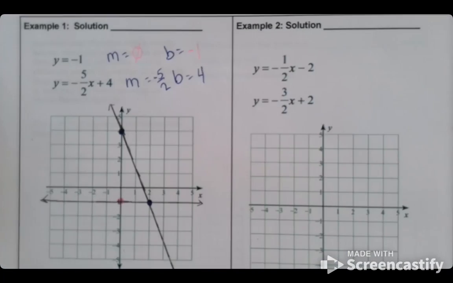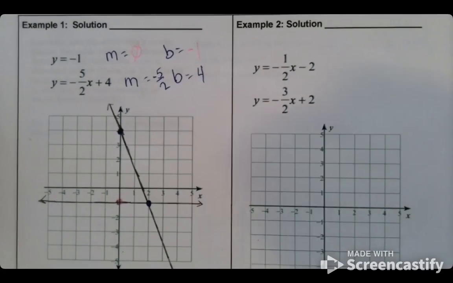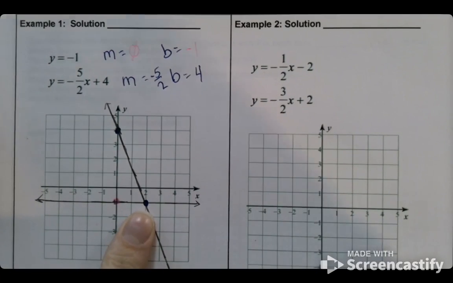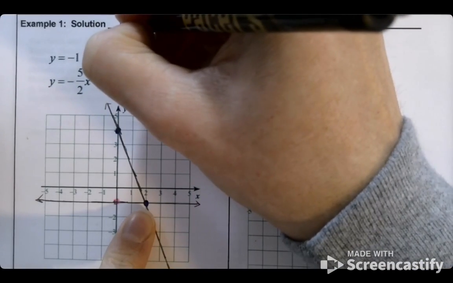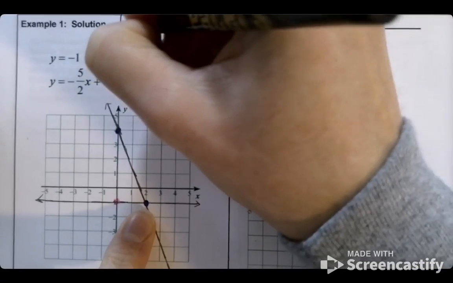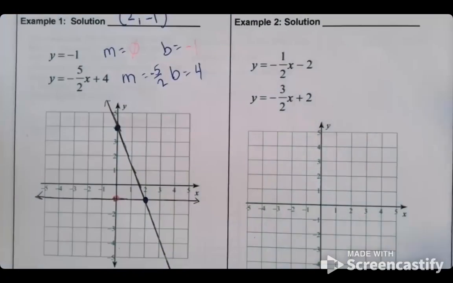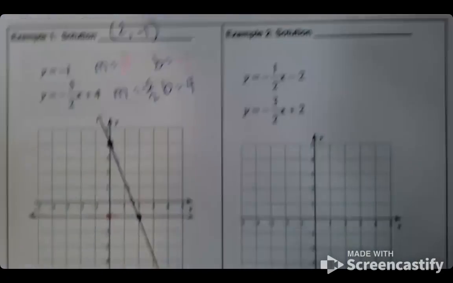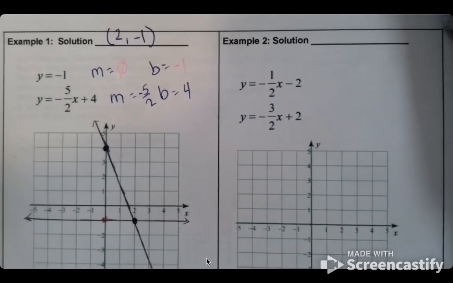Remember last week how I said keep your lines going? This is why. If you hadn't kept your line going, you may not have seen where they intersect. So this intersection, we're going to put in parentheses, is (2, -1). Anytime you're writing a solution, that's how it needs to be written, unless you're saying no solution or infinitely many.